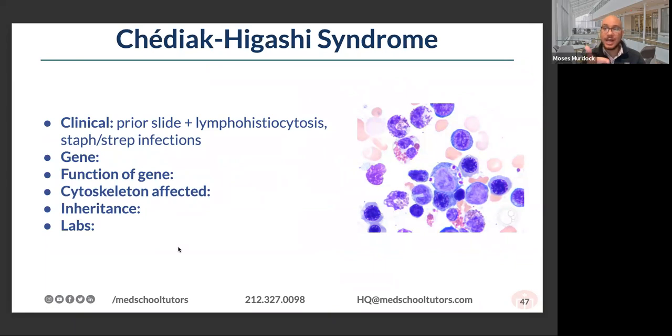So the last slide gave you the clinical presentation. Other words you might hear in the vignette is lymphohistiocytosis. And the specific bacterial infections they might mention are recurrent staph or recurrent strep infections. Notice they're both gram-positives. The gene, as already pointed out in the chat, is LYST. What does LYST do?